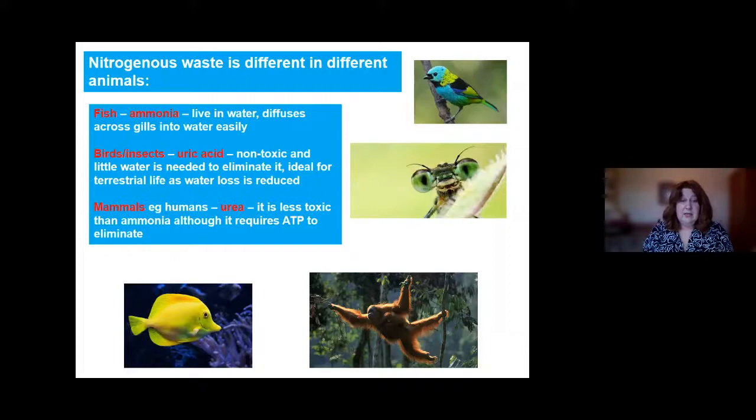Fish, because they're aquatic, they live in water, they can get away with producing ammonia. It'll actually diffuse out through their gills, and it'll then be carried away with the water as they swim away from it anyway. And birds and insects, they actually produce uric acid. That's non-toxic, and you don't need a lot of water to eliminate it, so that's ideal for survival in a dry environment, as part of terrestrial life.